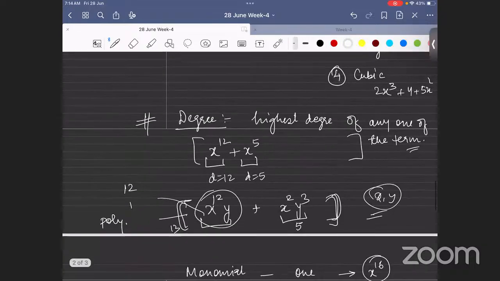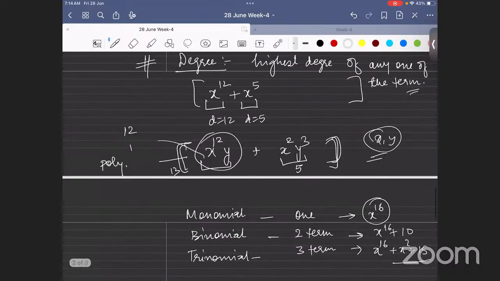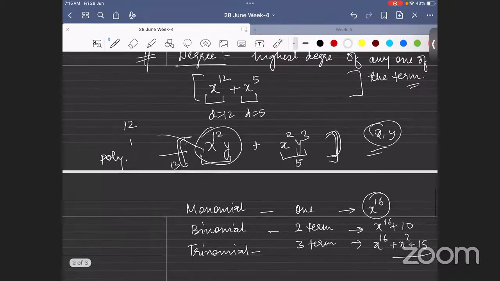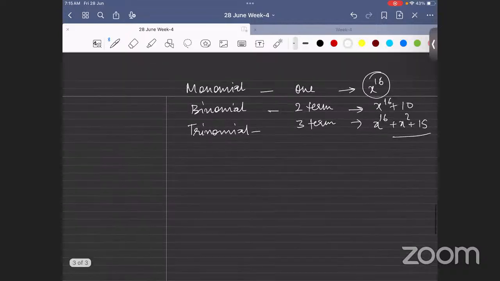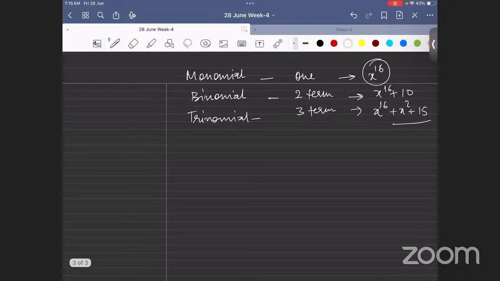So we have defined the highest degree of any of the terms. Each individual term will have some degree, and out of that whichever is the maximum will be the degree of the whole polynomial. And then on the basis of the number of terms in the polynomial, you can define it as a monomial, binomial, and trinomial. Then you should know about some of the operations. All these things are very simple, so I'll just go fast here.